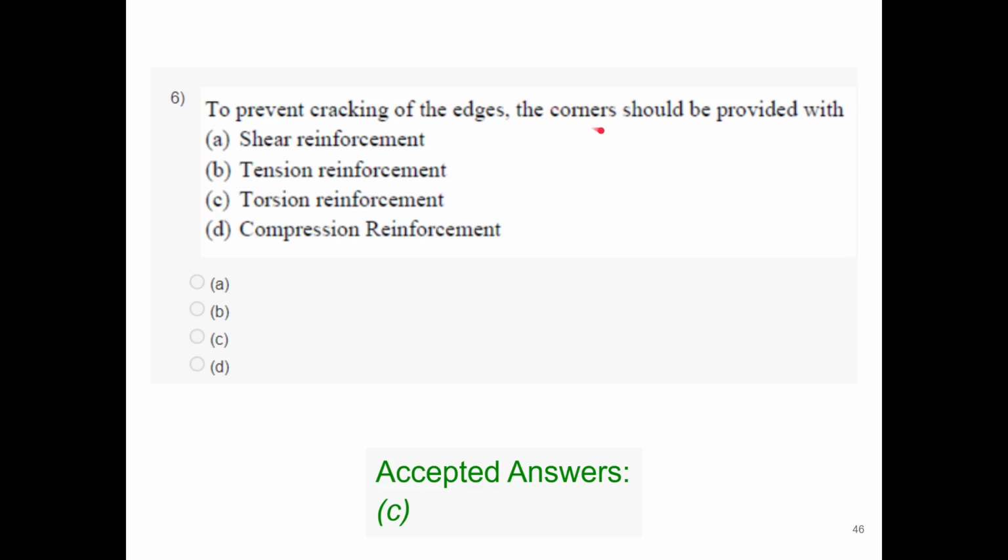Because this cracking of the edges occurs because of the twisting, twisting of the corners. So to prevent this twist, it's very important to provide the torsion reinforcement, so that will help prevent the cracking of the edges. So C is the correct option. That is, we have to provide torsion reinforcement in the corners to prevent cracking at the edges.